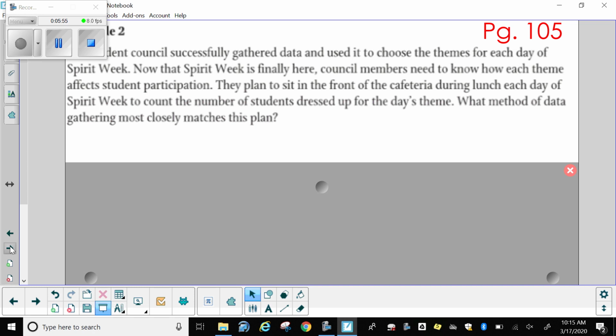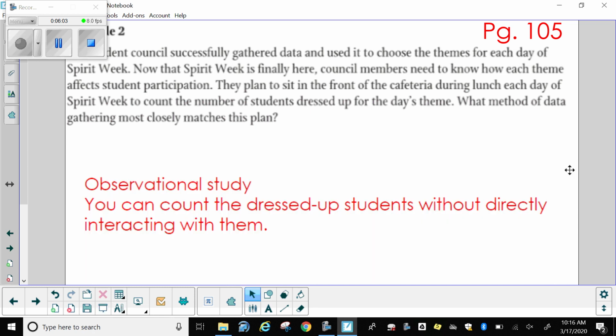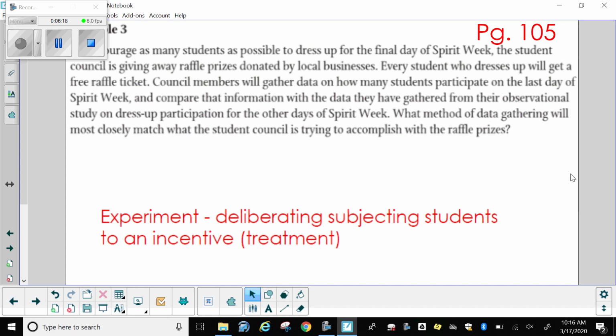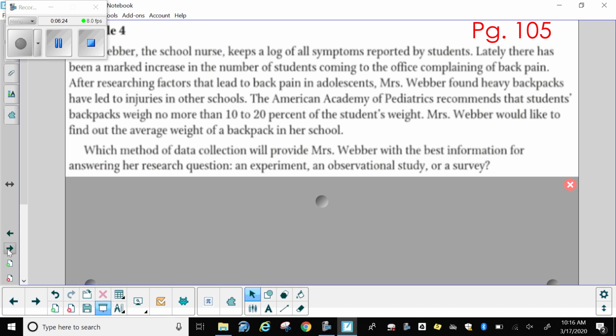All right, here's example 2. Once again, read the scenario, and here's how I would answer it. Okay, here's example 3. Read the scenario, and here's how I would answer it. And example 4. If I'm going a little too fast, friendly reminder, feel free to pause the video. And here's how I would have answered example 4.